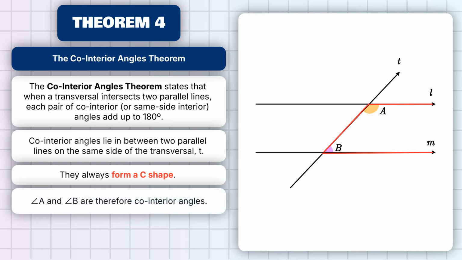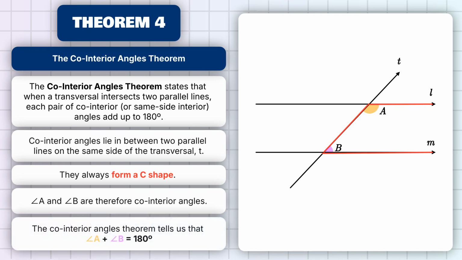With this in mind, we can label the angle pair AB as being co-interior angles. The co-interior angle theorem tells us that these angles always add up to 180 degrees. We won't present the proof of this theorem here, but you have all the techniques needed to figure it out. Pause the video here and try it out now.